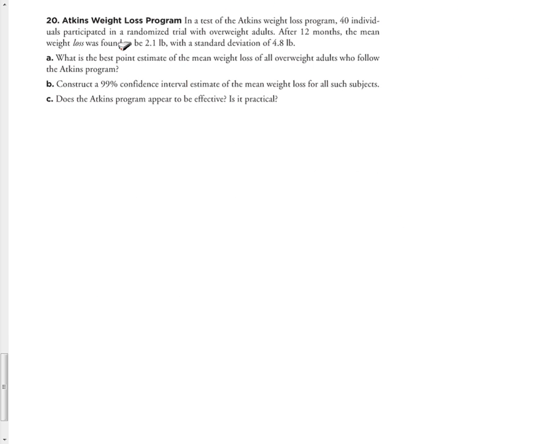The Atkins weight loss program. In a test of the Atkins weight loss program, 40 individuals participate in a randomized trial with overweight adults. After 12 months, the mean weight loss was found to be 2.1 pounds with a standard deviation of 4.8 pounds. Notice that for these 40 individuals, the mean is 2.1 pounds and the standard deviation is 4.8. So we do not have a population standard deviation, sigma.